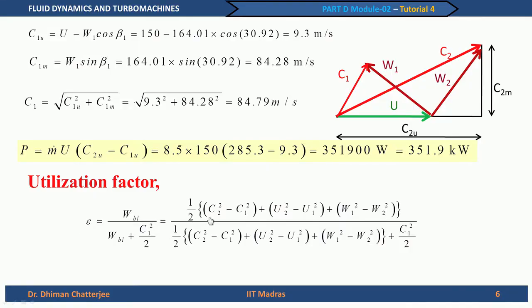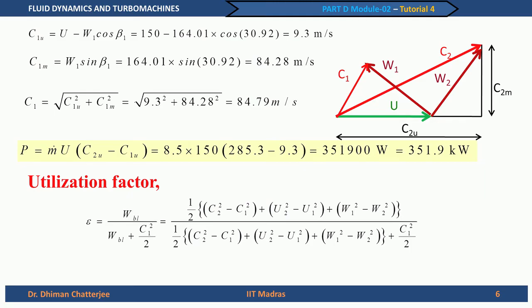So, the total energy is WBL plus C1 square by 2, of which WBL is utilized, and hence when we substitute it, we can write WBL as half of C2 square minus C1 square plus U2 square minus U1 square plus W1 square minus W2 square. It is a general expression I am writing.